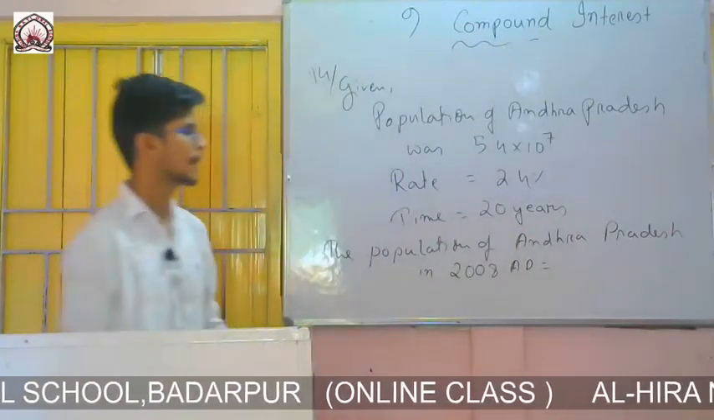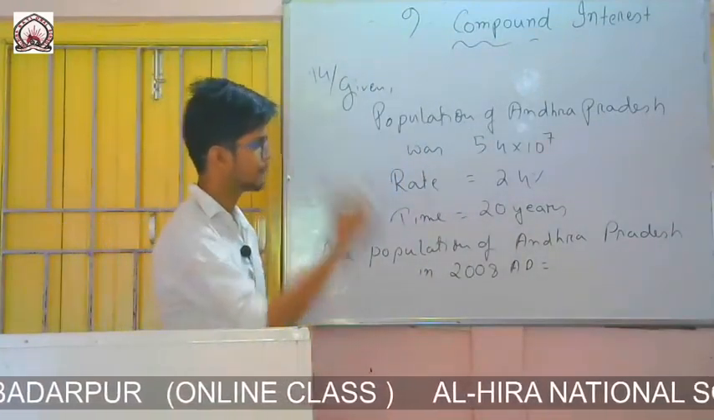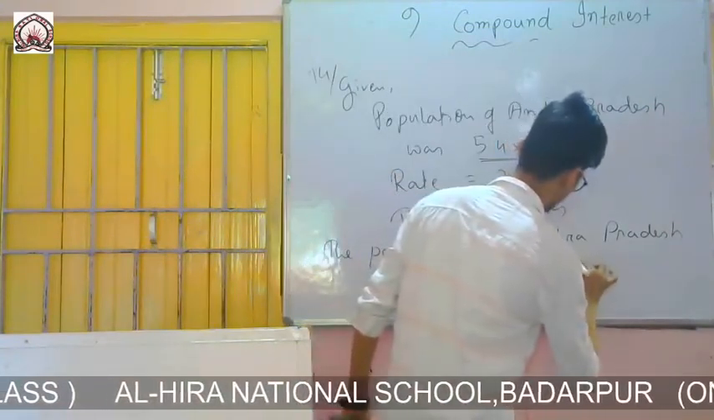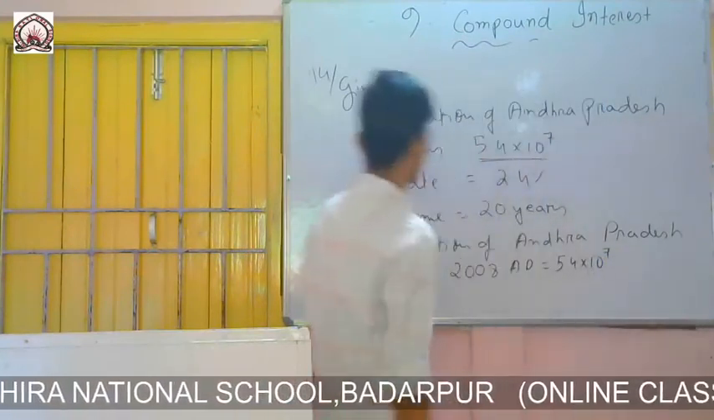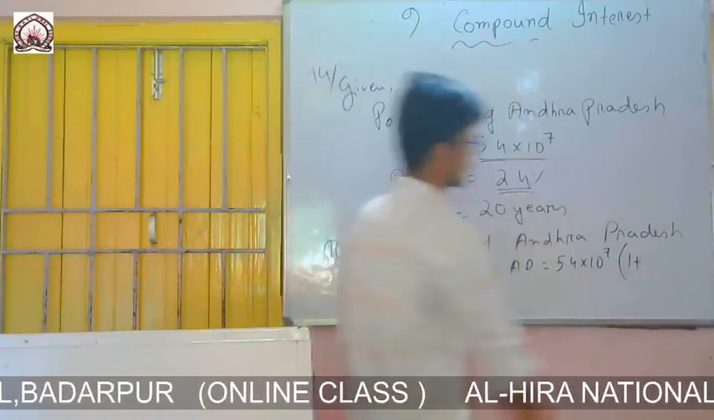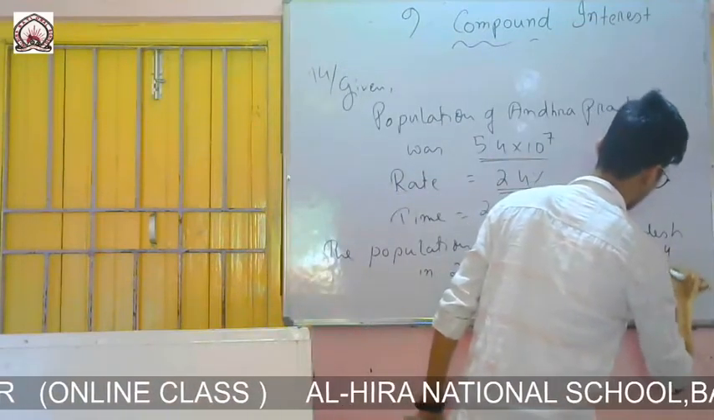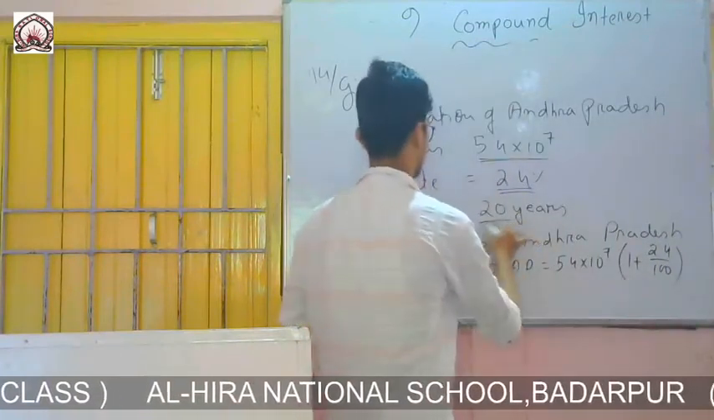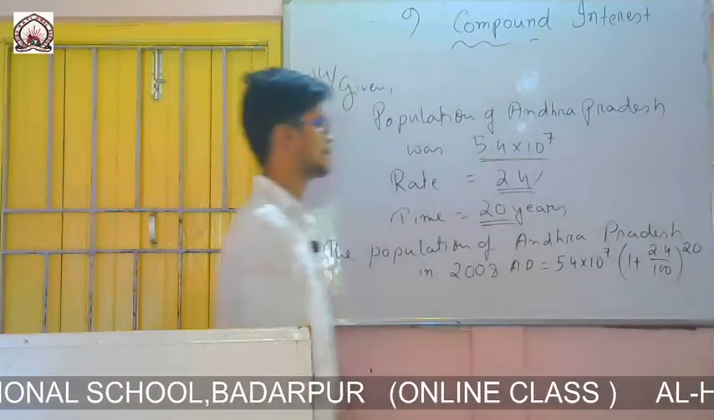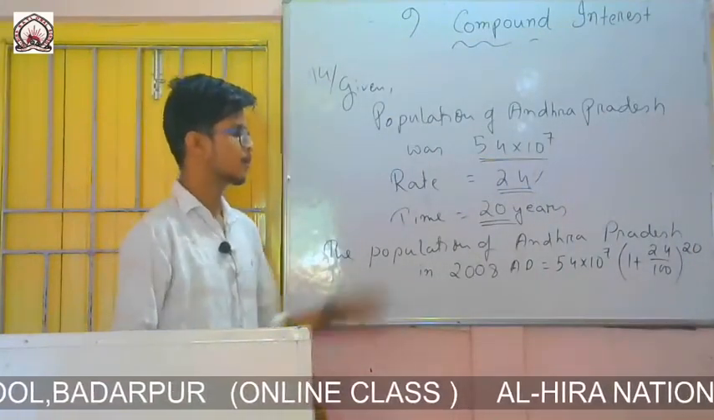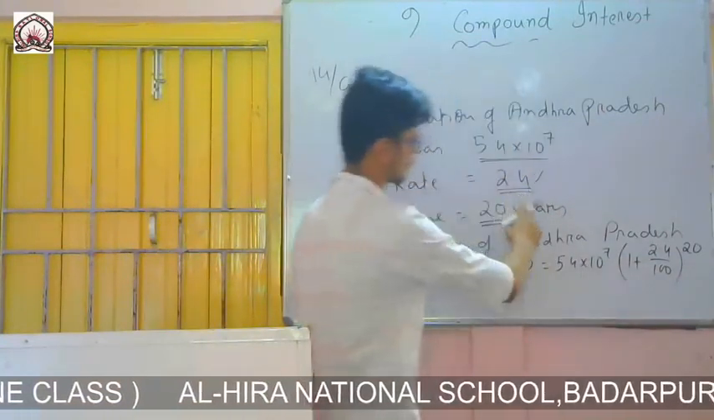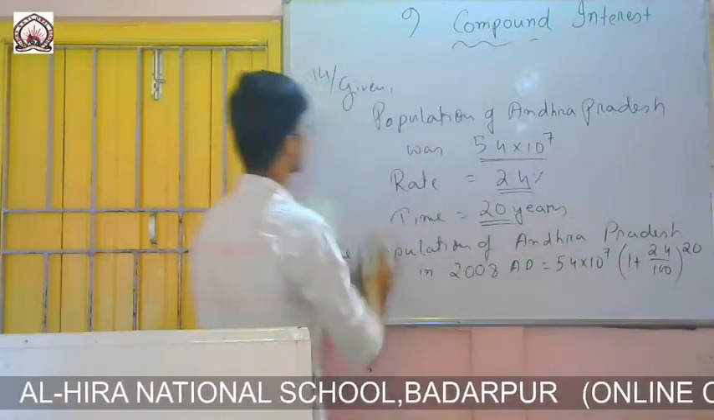So we know the formula, P into 1 plus R by 100. So here it is the principal, so we'll write it 5.4 into 10 to the power 7, into 1 plus rate, this is the rate, 2.4 by 100 to the power n. N is time, so I will write it here 20. Rate it is 2.4, time it is given 20 years.